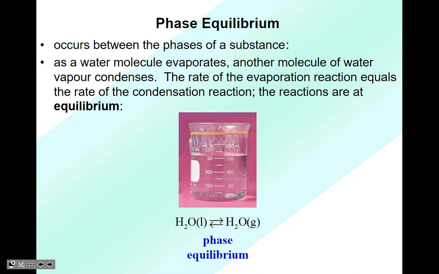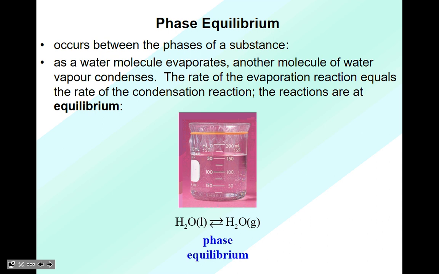Phase equilibrium occurs between the phases of a substance. Phases, you guys remember what that means? It's going from gas to liquid, liquid to gas, liquid to solid, solid to liquid, and you can even go solid to gas, gas to solid, sublimation, right? As a water molecule evaporates, that's an example, another molecule of water vapor condenses. The rate of the evaporation reaction equals the rate of the condensation reaction. The reactants are at equilibrium.